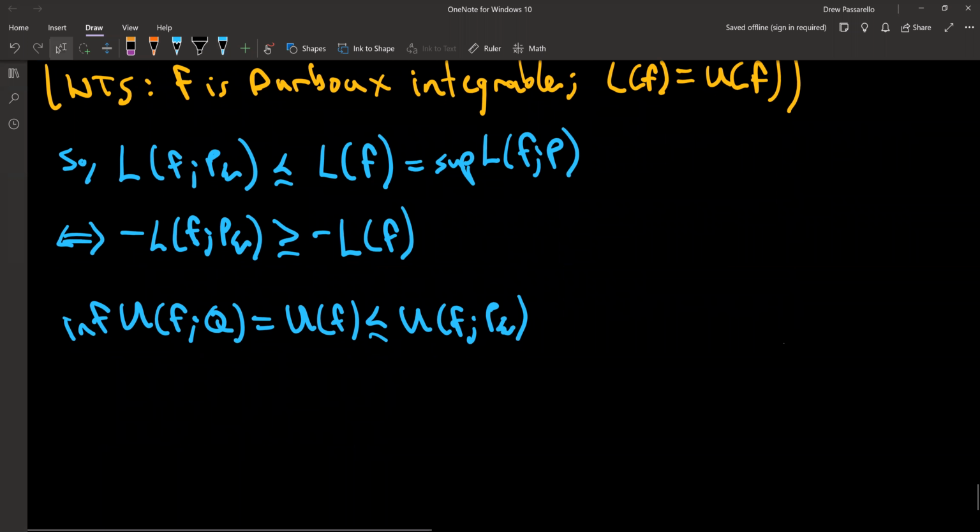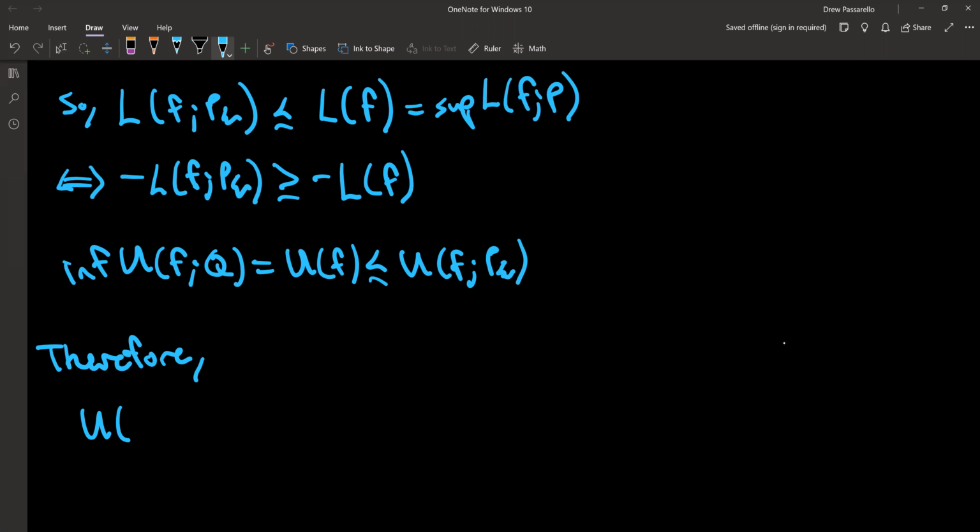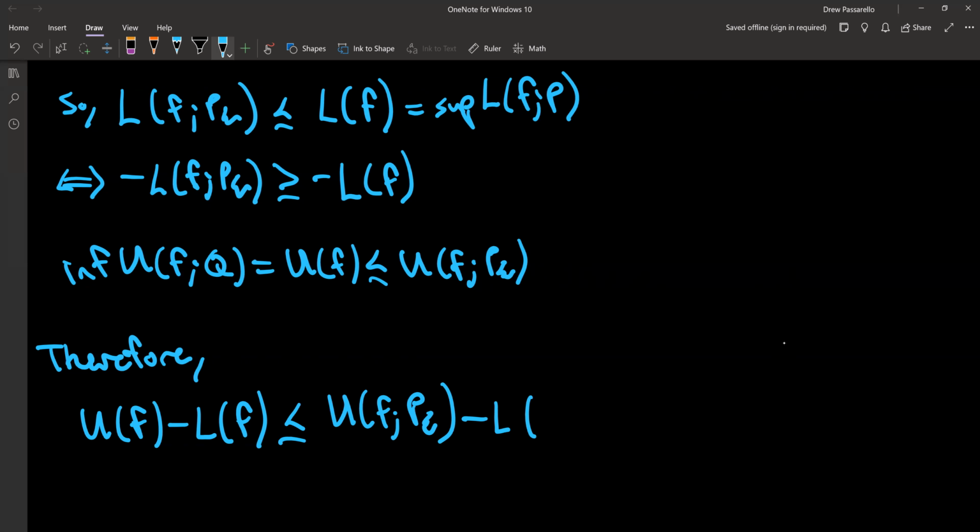So therefore, when we do U of f minus L of f, that's less than or equal to the upper sum with partition P of epsilon. And we know negative L of f is less than or equal to negative the lower sum of partition P of epsilon. So this will be the upper sum of partition P of epsilon minus the lower sum of partition P of epsilon.